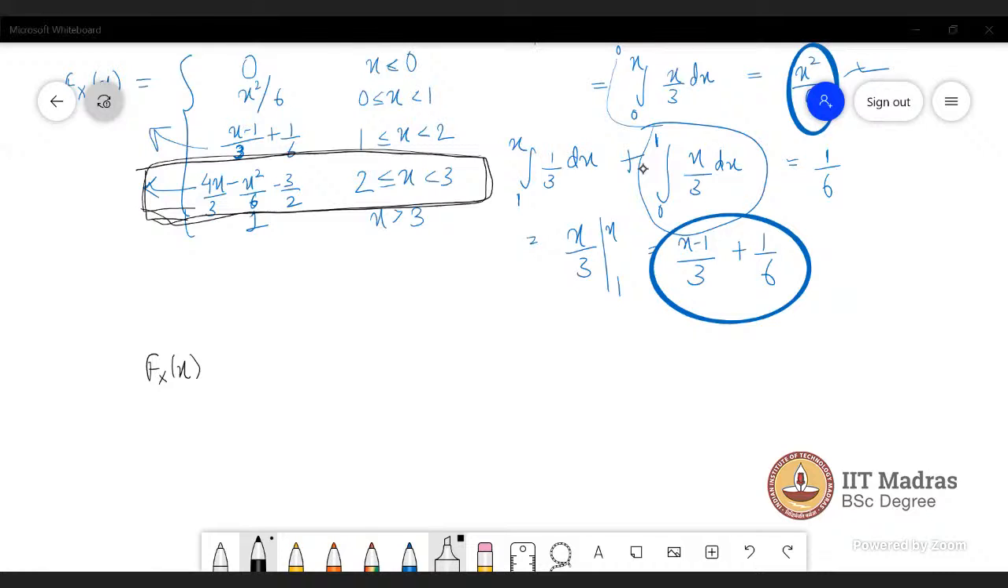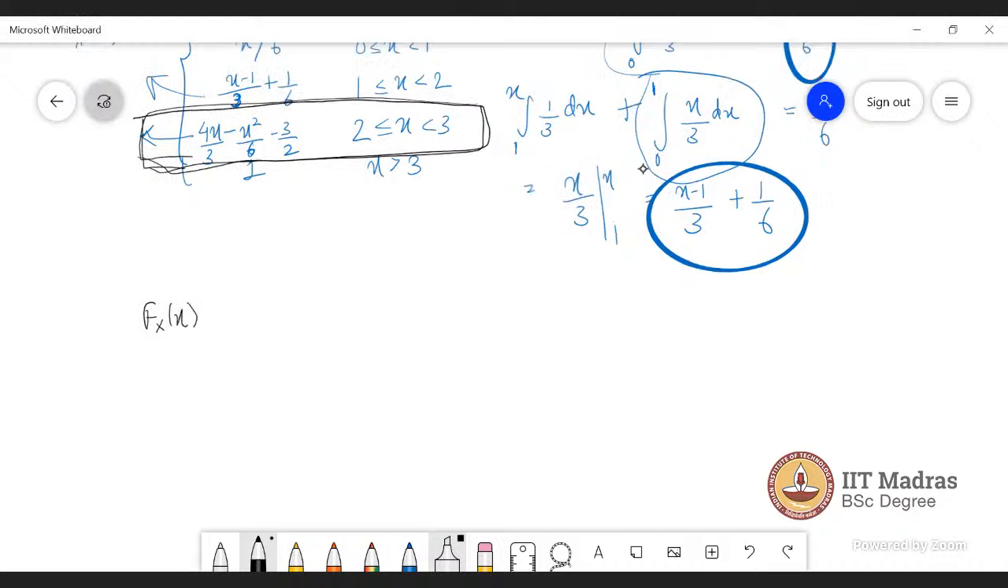Okay, then we should add x minus 1 by 3 plus 1 by 6. Yeah, right, we should add, na? Here, minus 3 by 2. How did this minus 3 by 2 come? The last third term. Can you try it on your own once? Okay. So one part I've explained. Just try to do this.